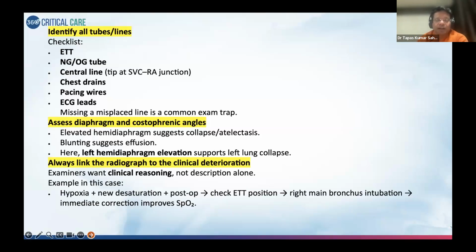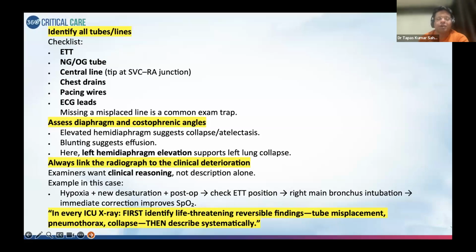Now, example in this, I am trying to share with you the correct way of answering if the examiner gives you a clue and also expects a better detailed answer. Hypoxia, new oxygen desaturation plus postoperative status. You should be checking the ET tube position where I am getting the right main bronchus intubation. Immediate correction has been done by withdrawing the tube 2 to 2.5 centimeter. That improves the SpO2.